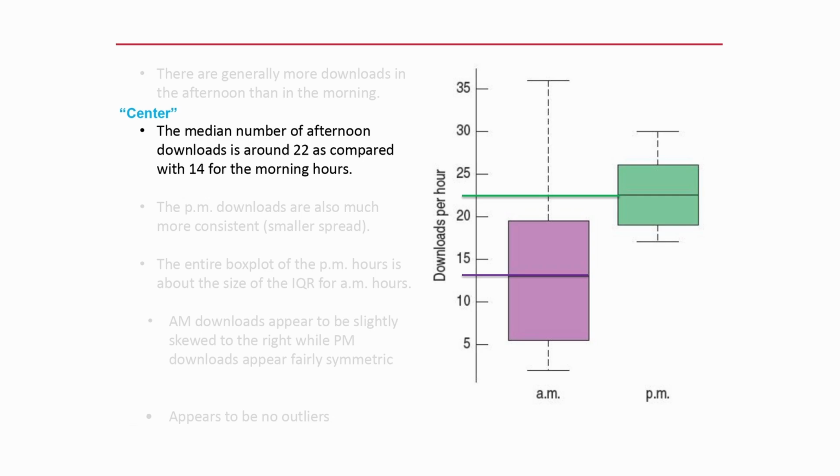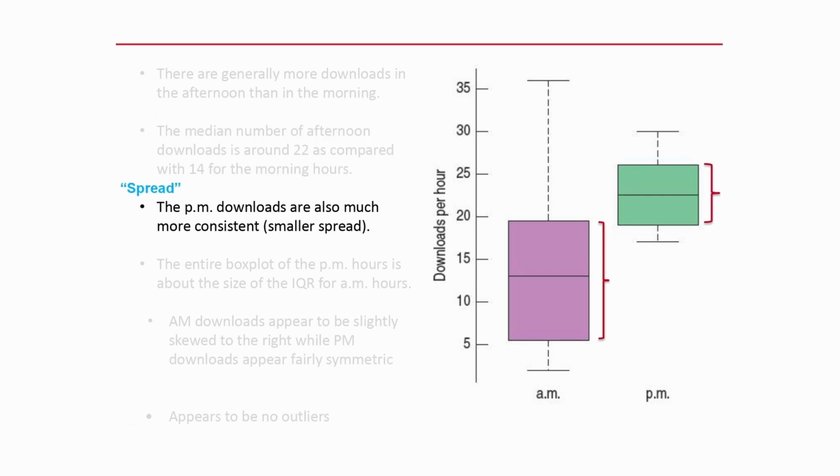In the box plot, the line inside the box is the median, so I'm going to compare the medians. For PM, the median seems to be around that 22 mark, and the AM box seems to be around the 14 mark. So I state, the median for the number of afternoon downloads is around 22, as compared with 14 for the morning. Next, we'll move on to spread.